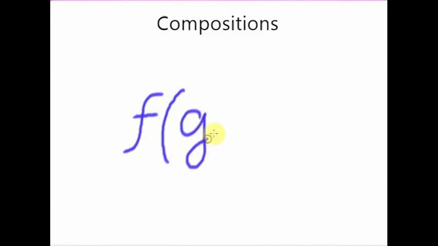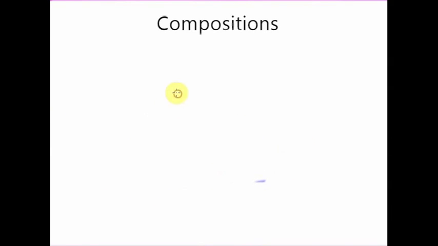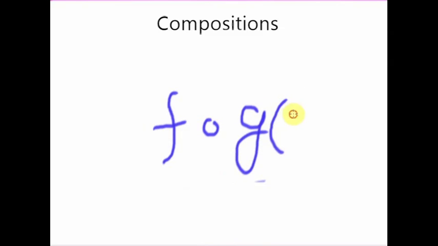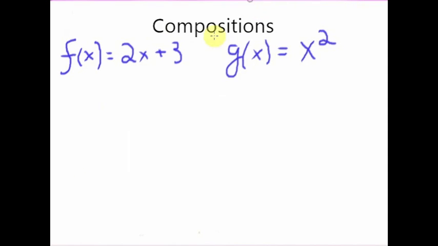We can also solve for compositions of multiple functions, like here we have f of g of x, which can be shown with parentheses. This could also be shown with the composition symbol, which is this little circle. So here we have two functions, f of x, which is equal to 2x plus 3, and g of x, which is equal to x squared. So if we want to find what f of g of 2 is equal to, we first need to find what g of 2 is equal to.